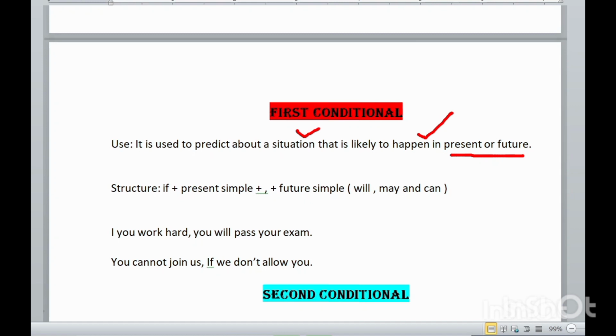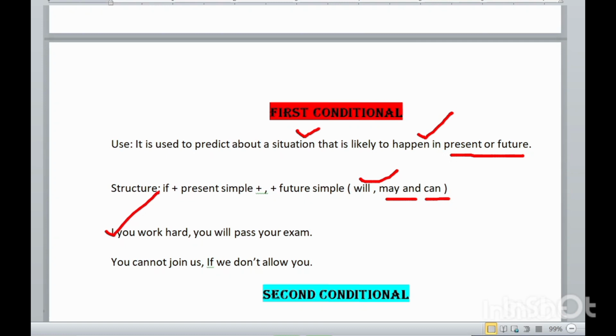Structure: if plus present simple, plus comma, plus future simple. In the future simple we can use will, may, or can. Any one of these we can use in the main clause, nothing happens. But with if, we have to use present simple in the first conditional, as we did in the zero conditional. Here are two examples.